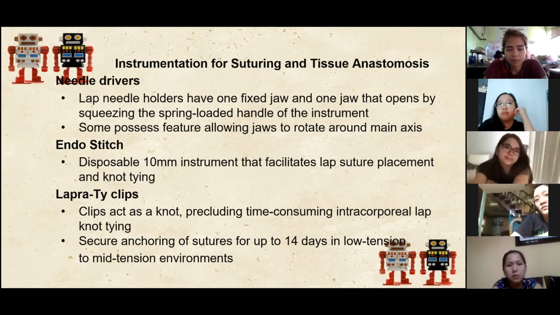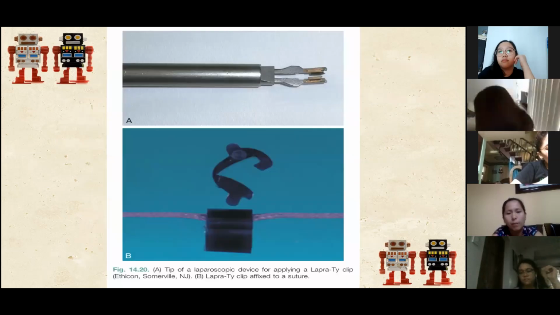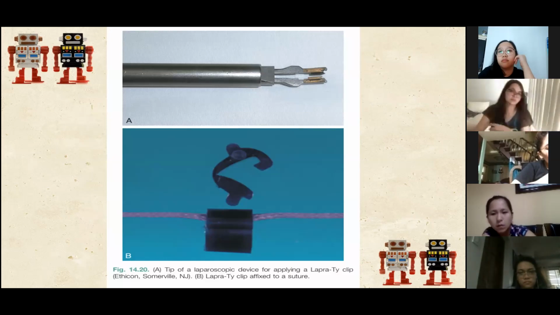And then you have your laparoscopic clips. These clips act as a knot, precluding time-consuming intracorporeal lap knot tying. And they can secure anchoring of sutures for up to 14 days in low tension to mid-tension environments. So here you have a picture of your laparoscopic clip. Next, please.